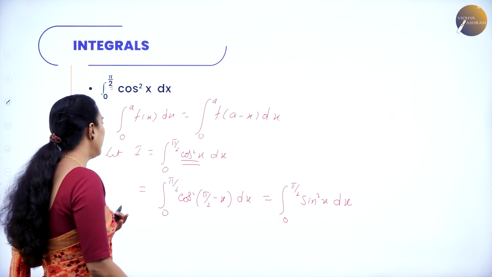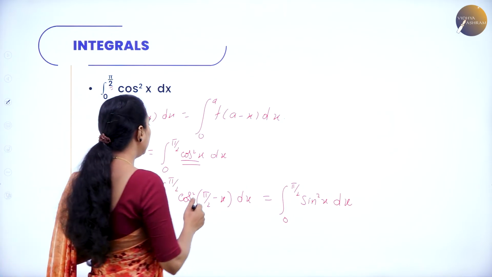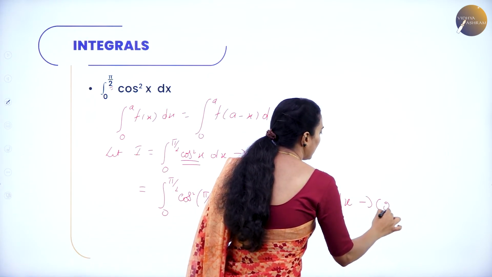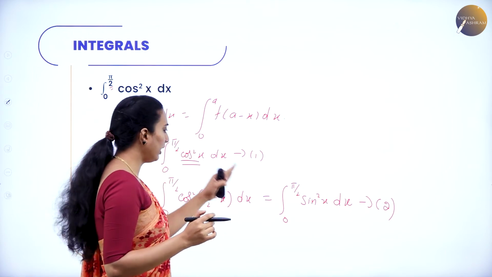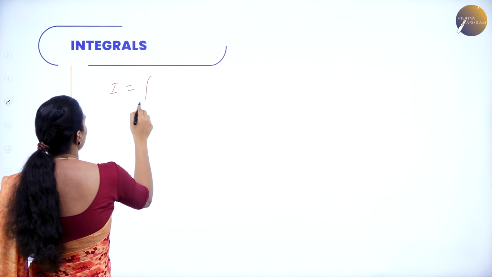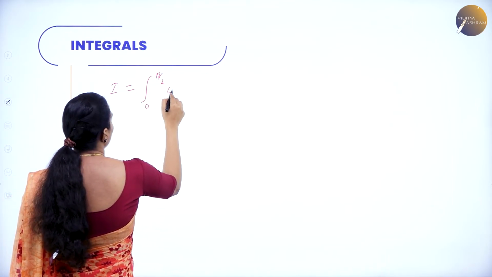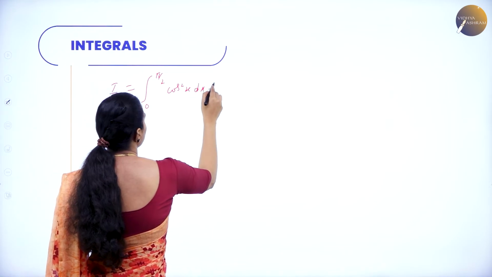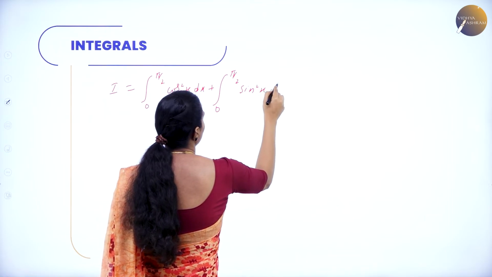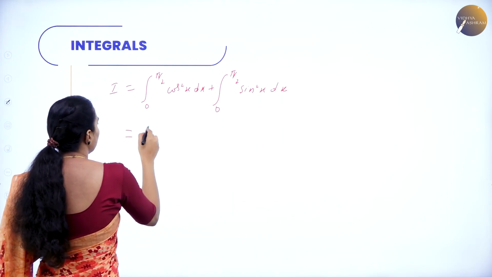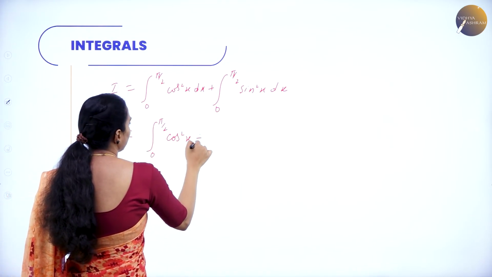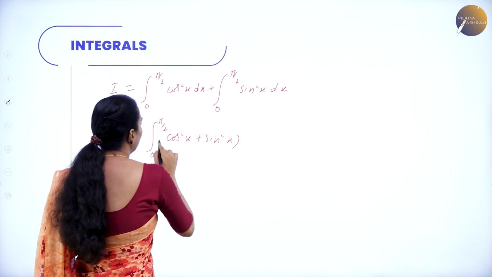So therefore, already we have called this one as I. Let us call this equation 1, and this one I am going to call equation 2. Now here, adding 1 and 2, I will be equal to integral 0 to pi by 2 cos squared x into dx plus integral 0 to pi by 2 sine squared x into dx. Now you can club this limit: 0 to pi by 2 of cos squared x plus sine squared x into dx.